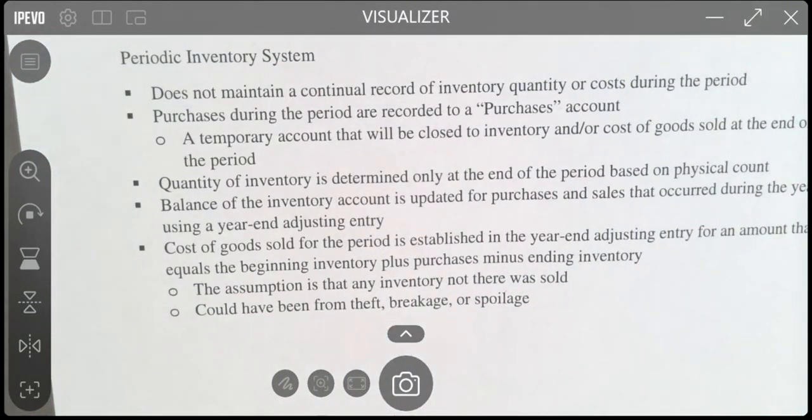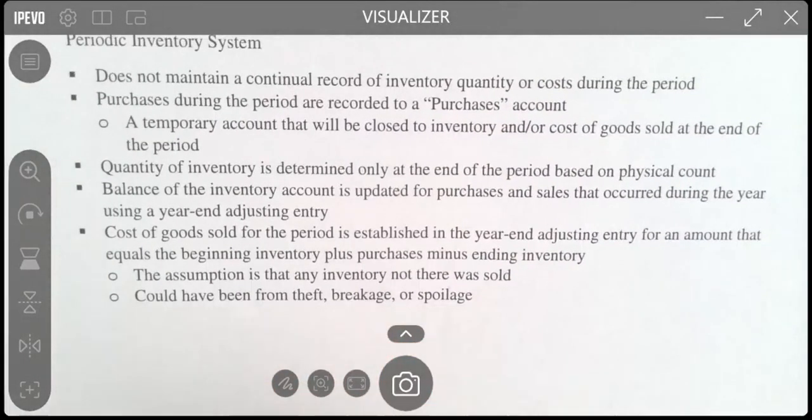Purchases during the period are recorded to a purchases account. A purchases account is a temporary account that will be closed to inventory and or cost of goods sold at the end of the period. The quantity of inventory is determined only at the end of the period based on physical count. The balance of the inventory account is updated for purchases and sales that occurred during the year using a year-end adjusting journal entry or a period-end adjusting entry.